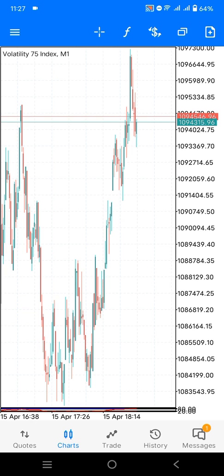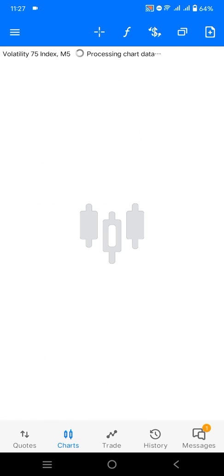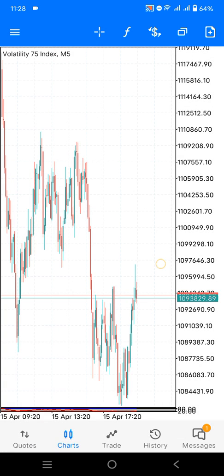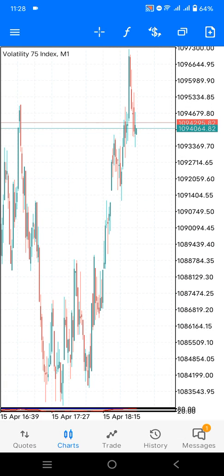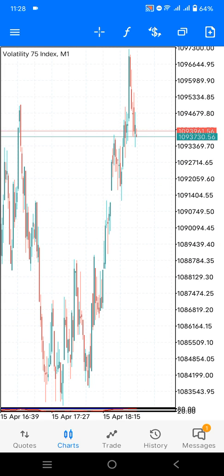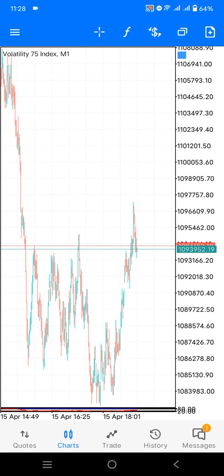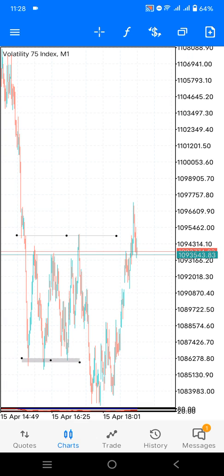I'm going to share a very good strategy for M1 and M5. This is a demo account to show you how profitable this strategy is. Let's get started. First of all, we need to look at the previous power highs and previous power lows, and we'll trade at these points.